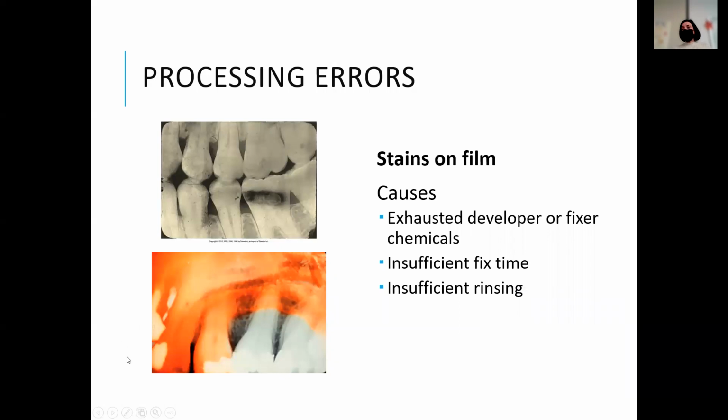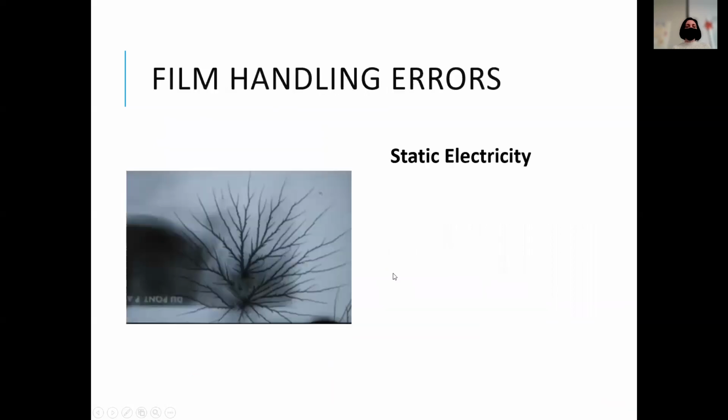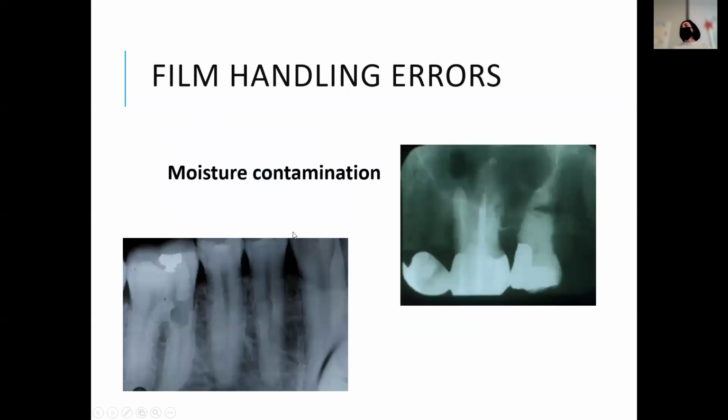Brown. So this is a good one to remember. So brown would be exhausted developer or fixer, or insufficient fixing time, or insufficient rinsing is probably a big one for it. The chemicals didn't get rinsed off very well. Static electricity, that's kind of self-explanatory. It kind of looks like lightning.